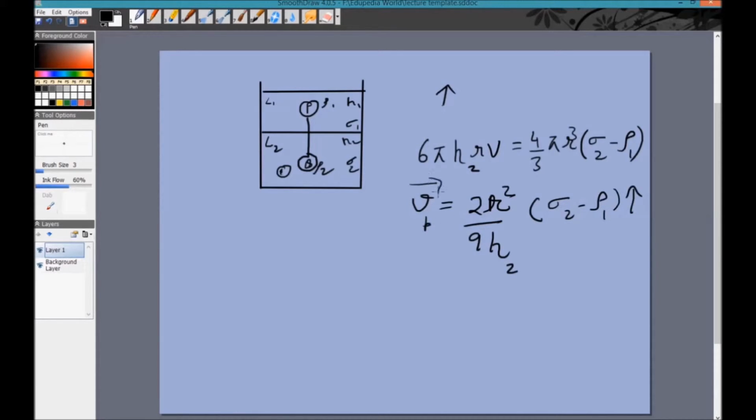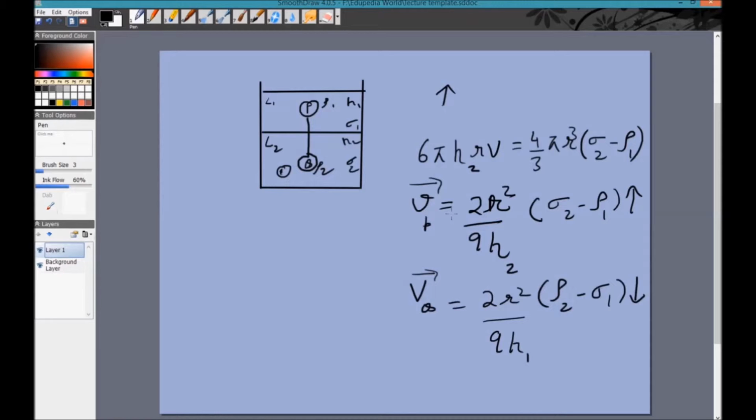This is Vp. Similarly, Vq will be 2r squared by 9 eta 1 times ρ2 minus sigma 1, and this will be downwards. Why? Because Q is even heavier than L2. Remember, if there was no tension in the string, Q would go downwards. Because there is a tension, Q is staying afloat.